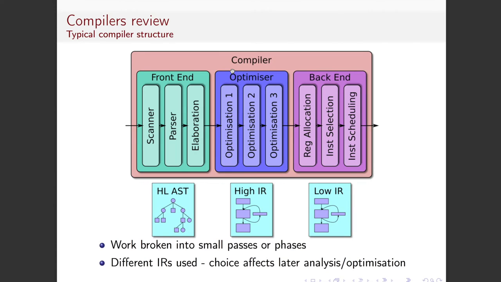We can select machine instructions for the high-level concepts that we have from the upper levels. And we can schedule the instructions to make the ordering good to get the best performance out of the thing. And we often have different intermediate representations for these that are appropriate to the things being worked on. So we have a high-level AST, the abstract syntax tree, for the front end, a higher-level optimization intermediate representation, a low-level intermediate representation at the back end, which understands the specific machine instructions.